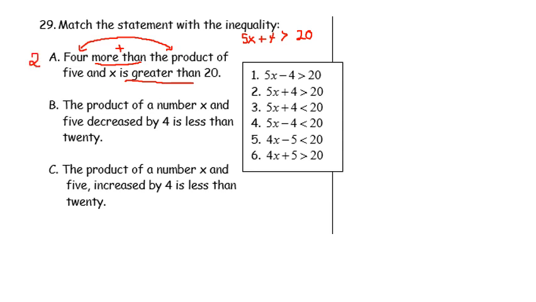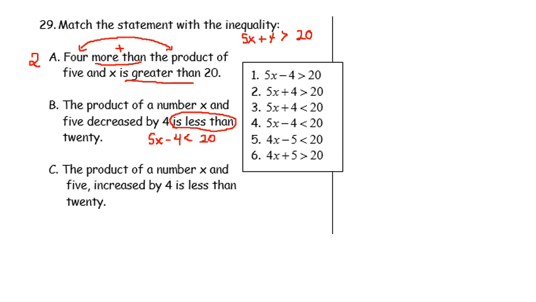Next one, the product of a number x and 5, so what that means is 5x decreased by 4, and then is less than. Because it says is less than, that tells me that we're using the inequality sign and not the subtraction. If it says is less than. If it just says less than, then you use subtraction. So this one is just the inequality sign, 20.